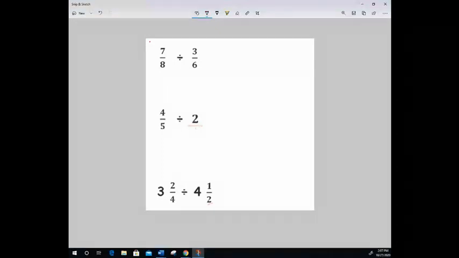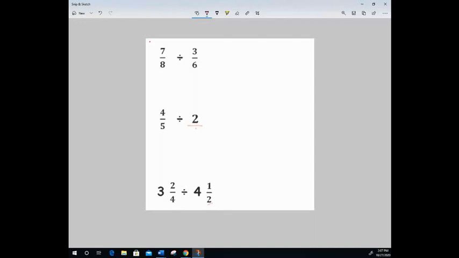So the first thing whenever you're looking at a problem is you want to check to see if there are any mixed numbers. If there are mixed numbers, you're going to want to go ahead and change them into improper fractions. Once you do that, then you're going to have to change your problem so that it's showing as multiplication.